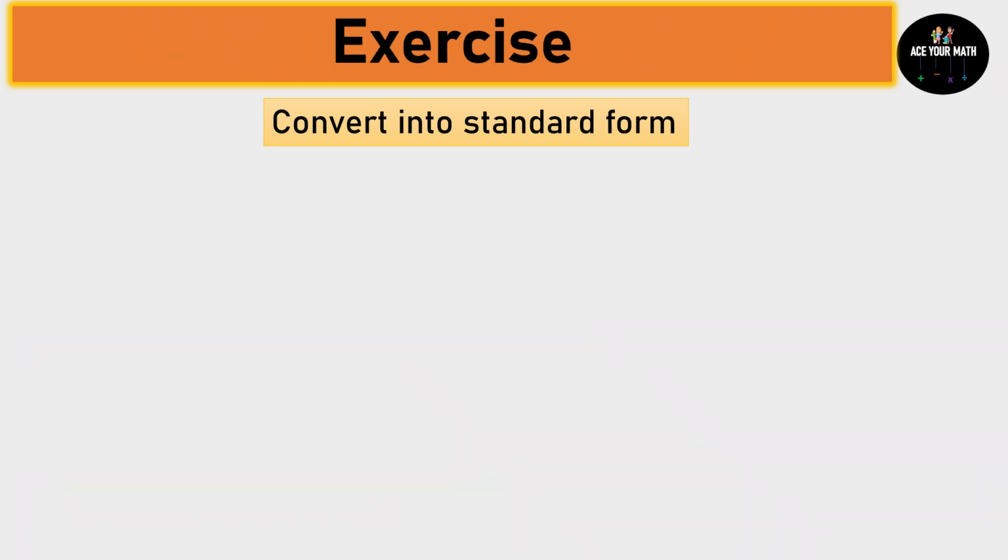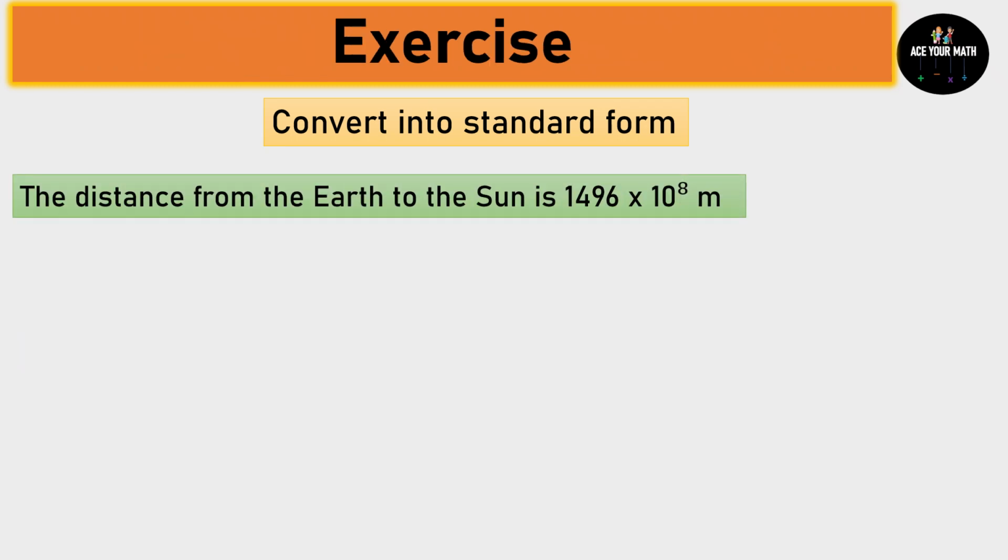Now we will see a few more questions. So the first is, the distance from Earth to the Sun is 1496 times 10 raised to the power 8. So this figure which is given is not in the standard form. So write it in the standard form. See, first of all, write down the number. Now you will place decimal after 1, because you need to form this number less than 10.